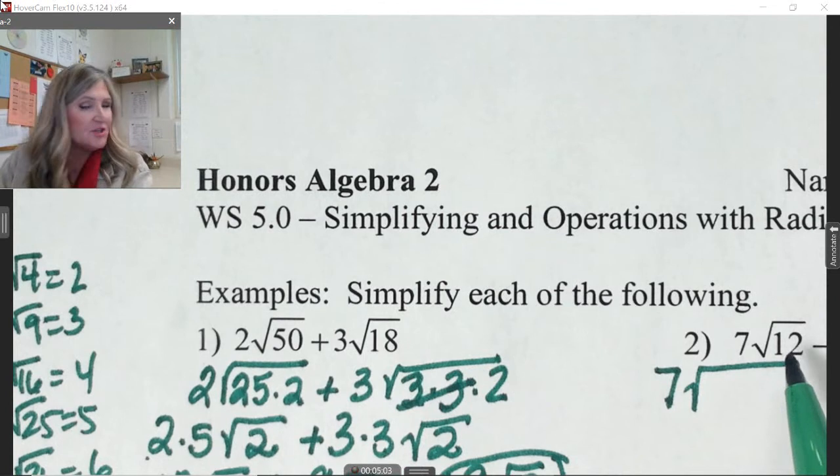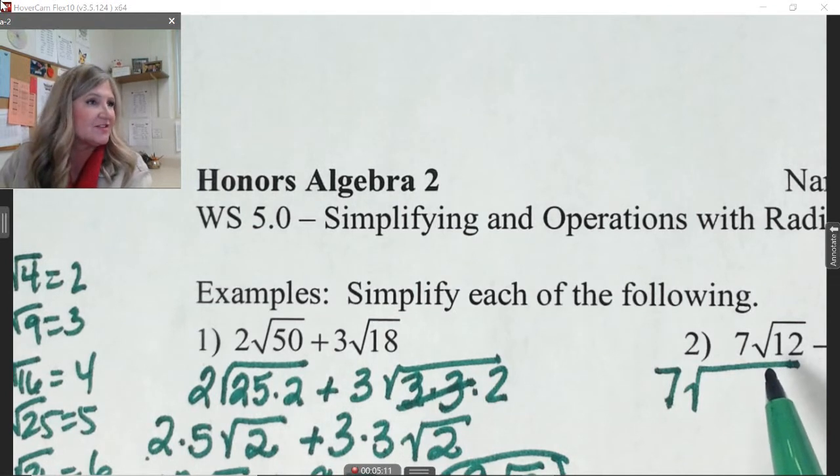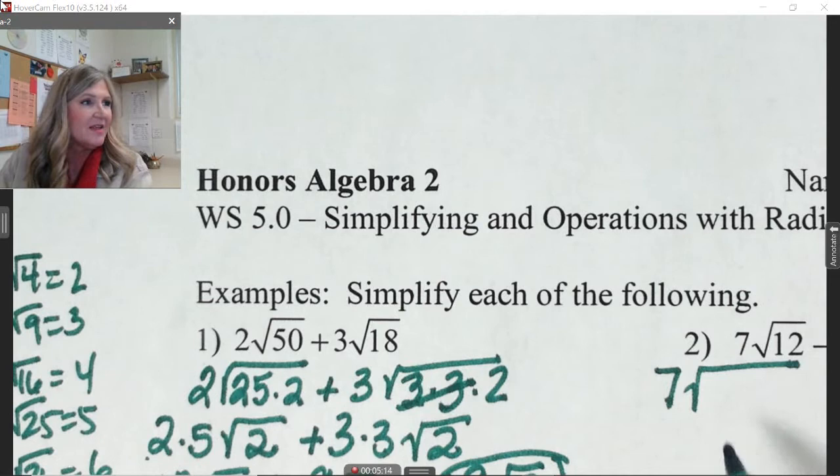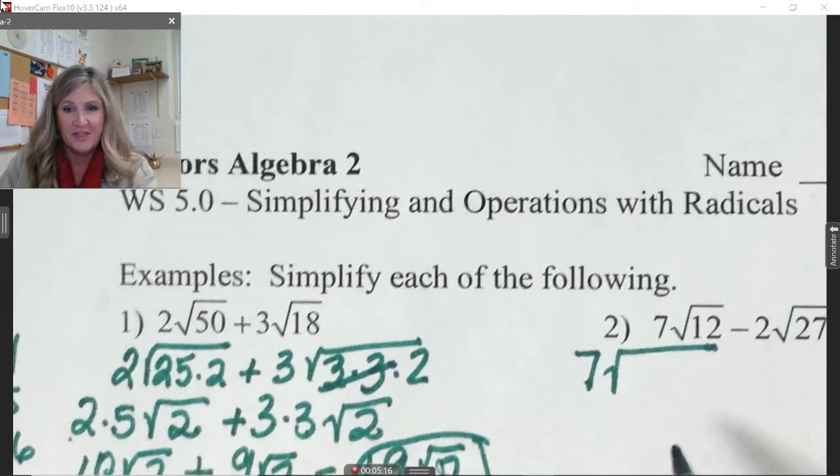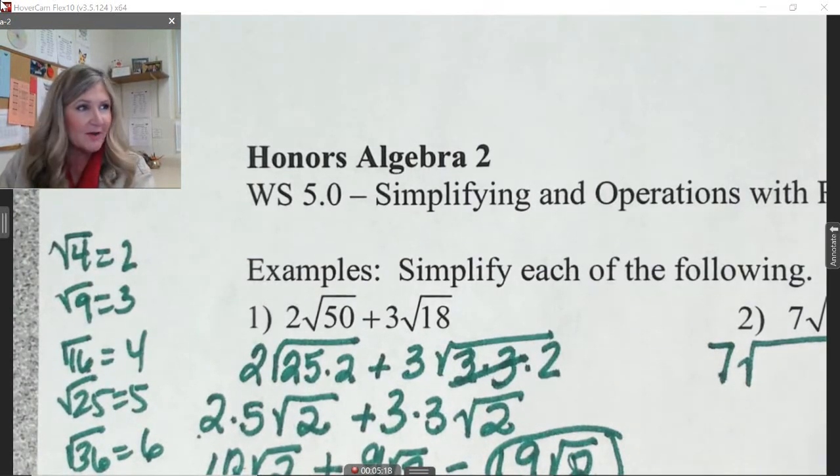What do you guys think? Do you prefer the perfect square method or the prime factorization? Raise your hand if you prefer the perfect square method. Okay, what about the prime factorization method? Okay, so we're going to go ahead and go with the perfect square method.